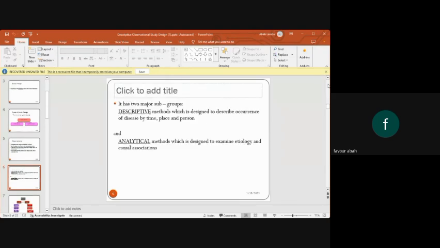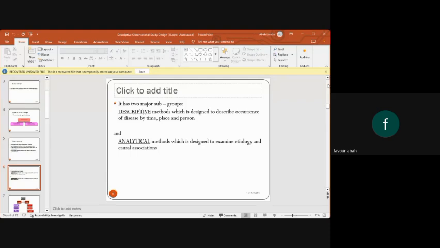Now when we bring it down to observational, there are two types of observational research design. We have descriptive and we have analytical. And the descriptive is where our focus is for tonight. The descriptive method is designed to describe occurrence. And when you are describing an occurrence in descriptive research, you describe by person, place, and time. That's the same way you describe even in epidemiology.